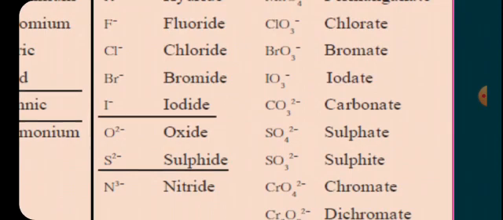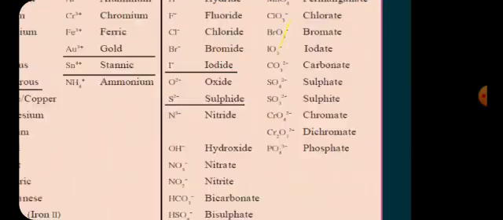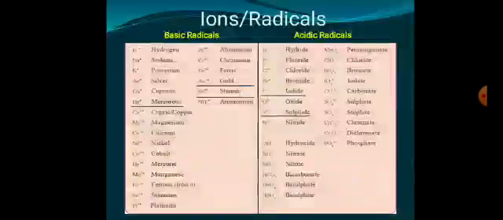CO3 2- is carbonate ion, SO4 2- is sulfate ion, SO3 2- sulfite ion, CrO4 2- chromate ion, Cr2O7 2- dichromate ion, PO4 3- phosphate ion. So this chart will help you to write the chemical formula of various compounds.